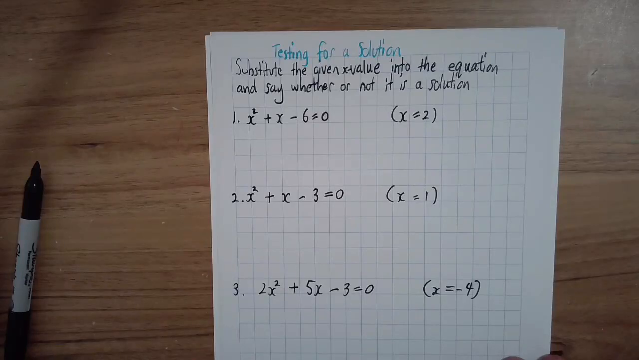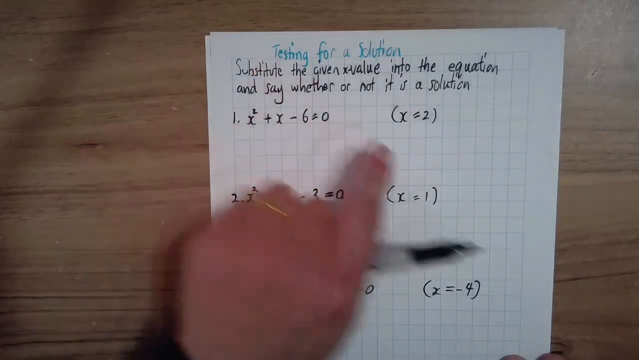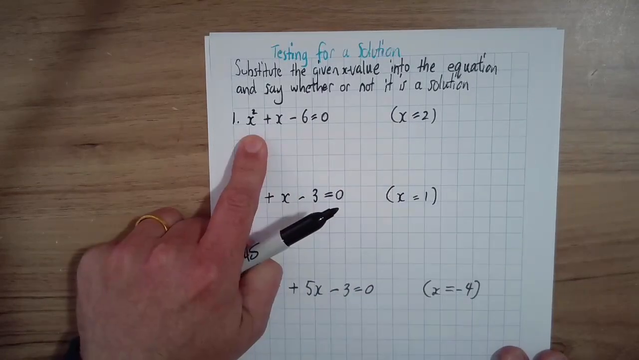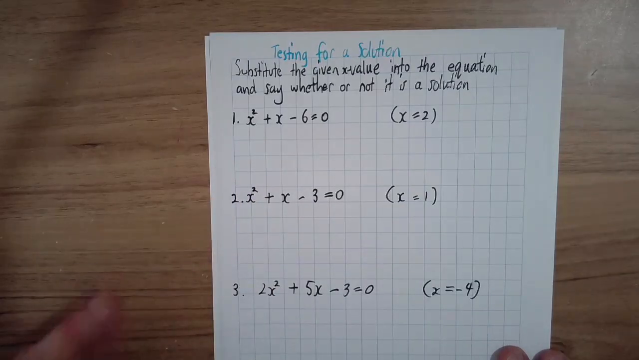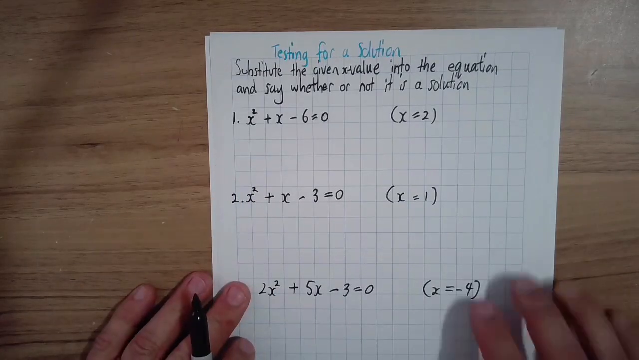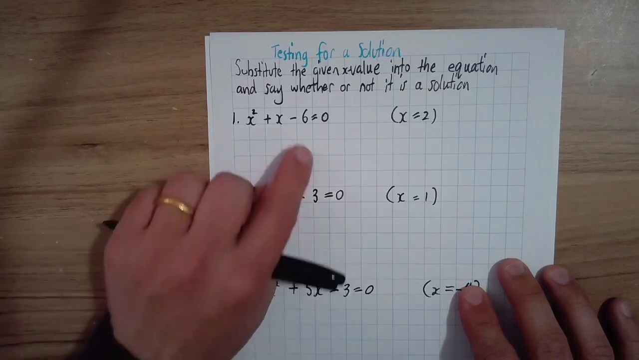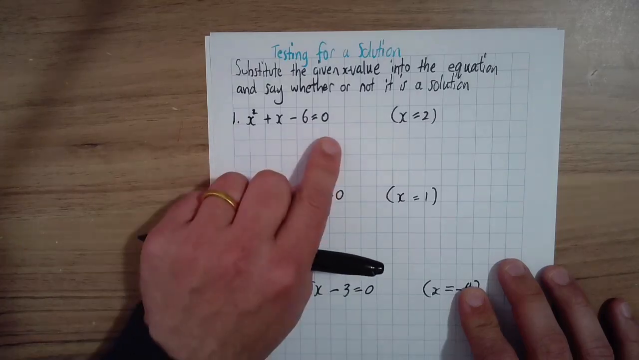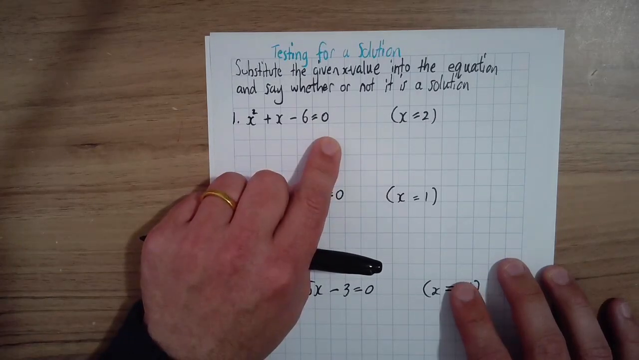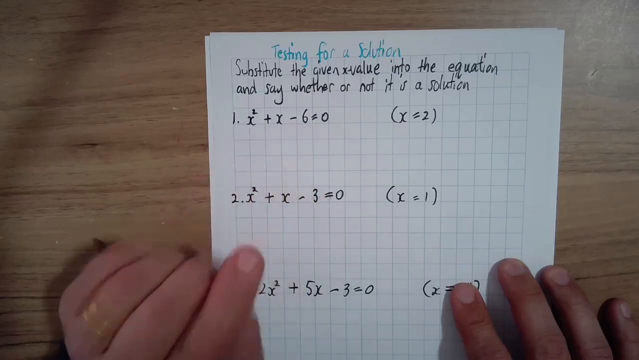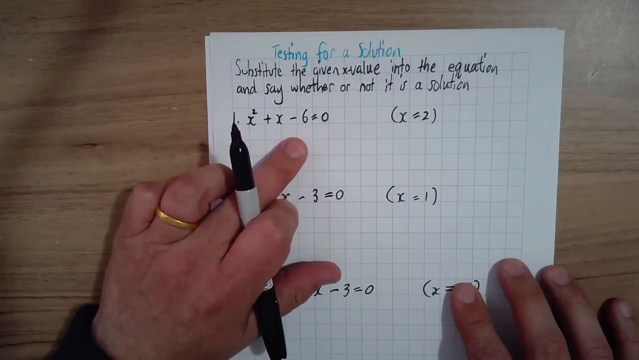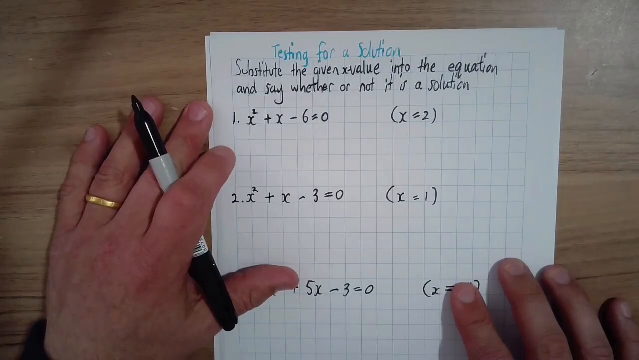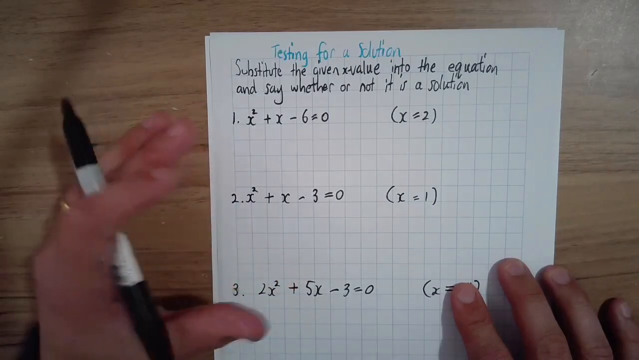In this video, we're going to test for a solution by substituting a value of x into a quadratic equation to say whether or not it's a solution. If it's a solution, the value on the left of the equal sign will be the same as the value on the right of the equal sign, so that will be a solution. If the value on the left of the equal sign is not the same as the value on the right of the equal sign, then it is not a solution.